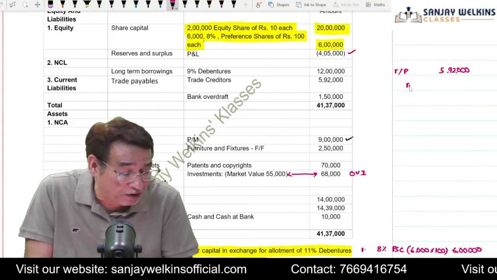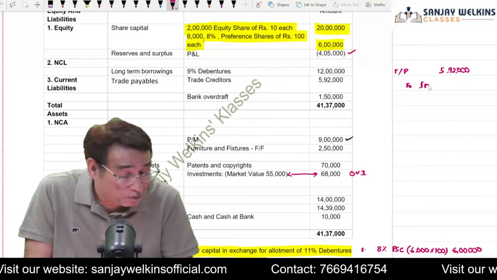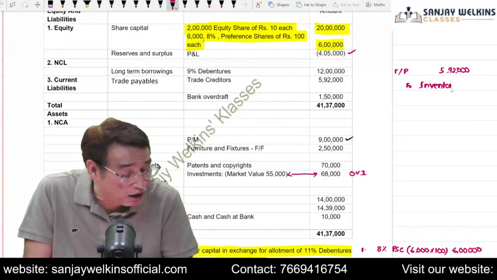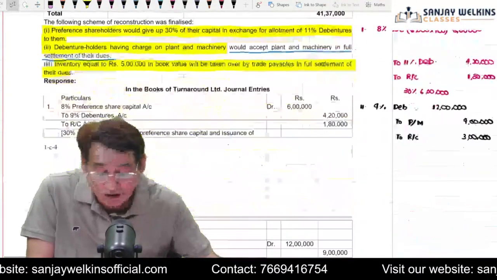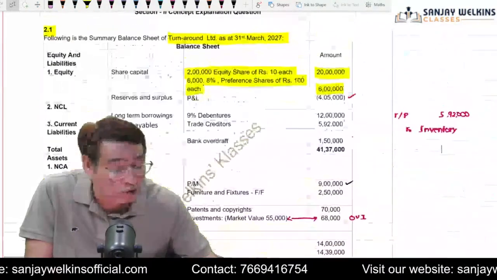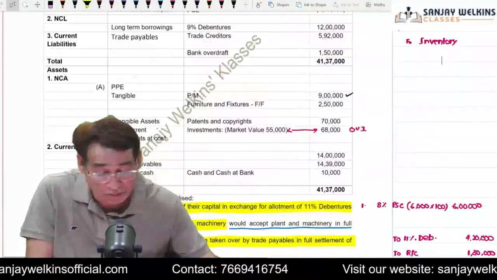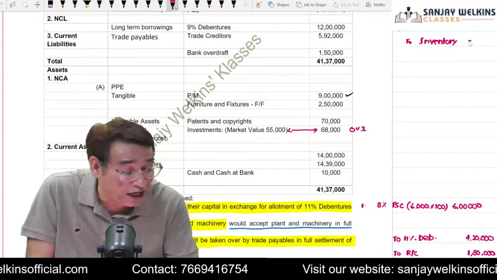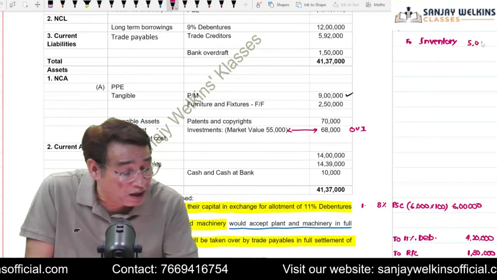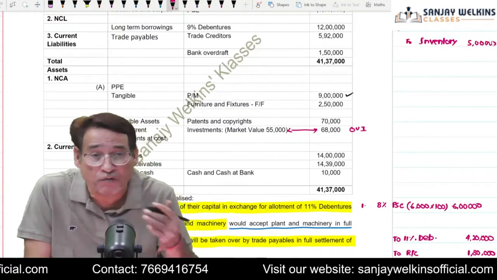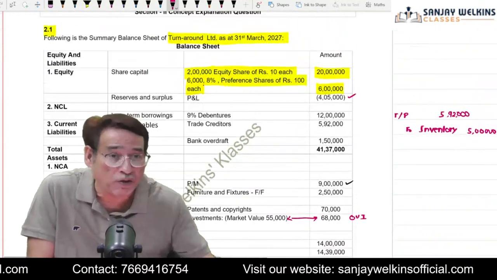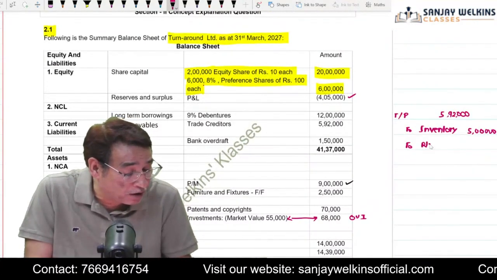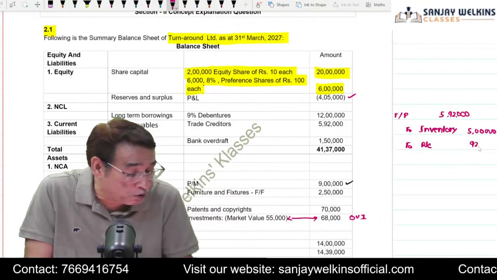And you are offering them inventory. In fact, they are willing to take the inventory in full settlement. Now, what is the amount of inventory? Inventory equal to 5 lakh. Although inventory in the balance sheet is given as 14 lakh, out of 14 lakh, 5 lakh worth of inventory has been given to the trade creditors in their full settlement. So, what will be the gain now? The gain will be transferred to reconstruction account. Is it clear to you? 92,000 will be the gain.